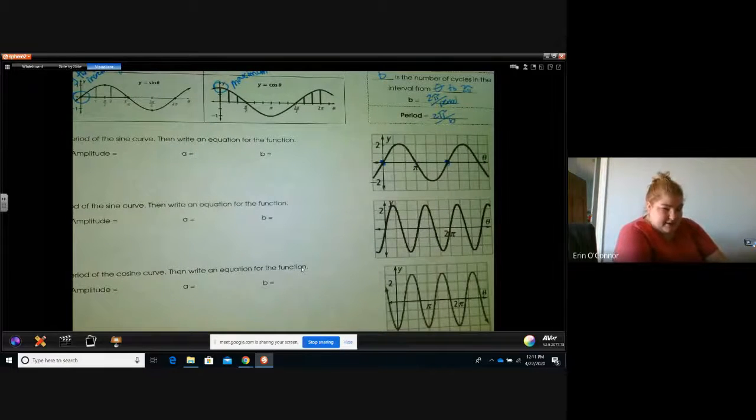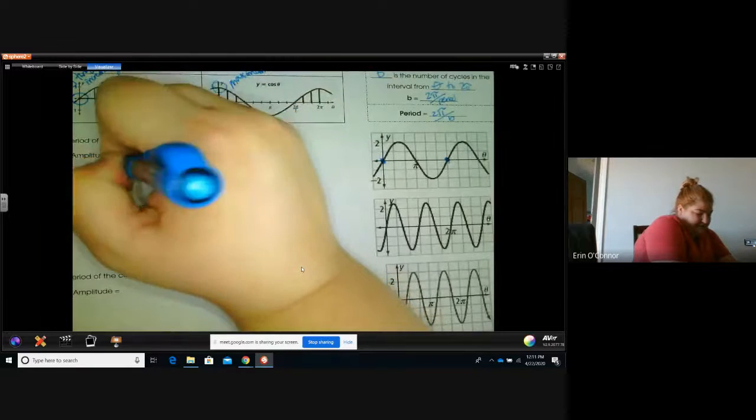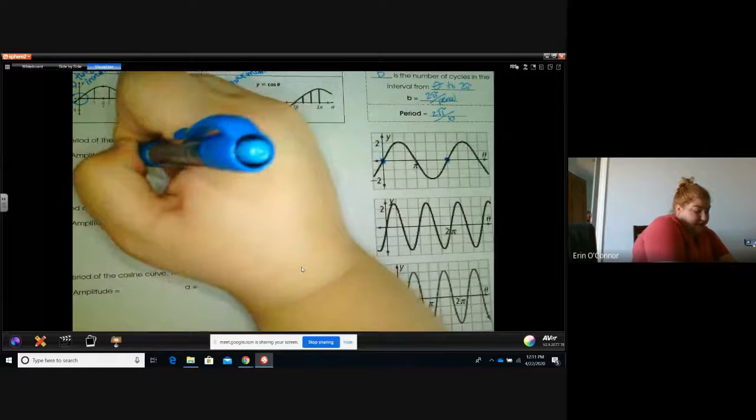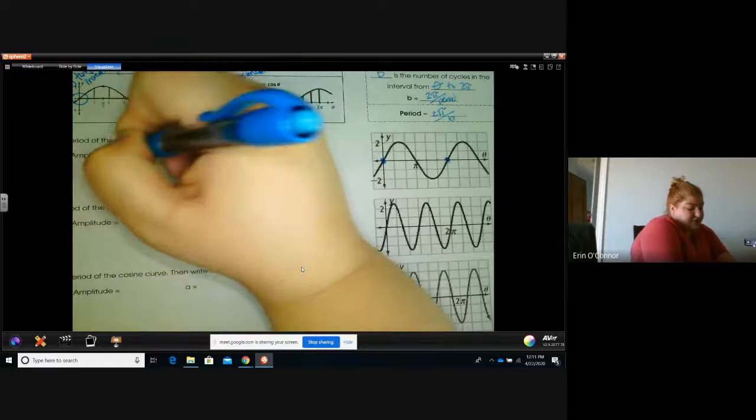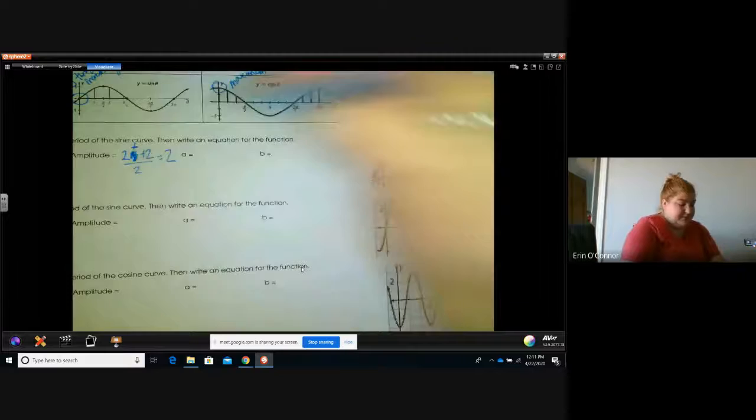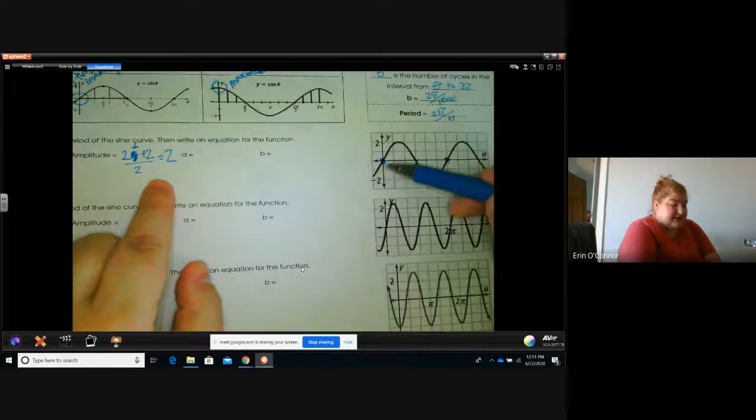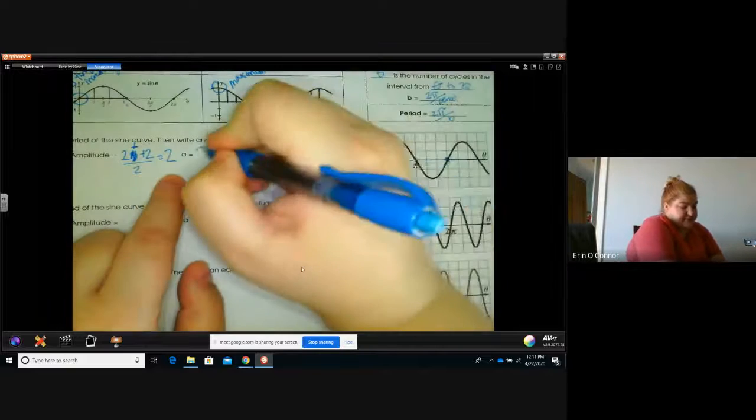We add them together, 2 plus -2 divided by 2. Sorry, we subtract them. Amplitude you subtract. 2 minus -2. 4 divided by 2 equals 2. So the absolute value of A is the amplitude. And since this is increasing, this is a positive 2.